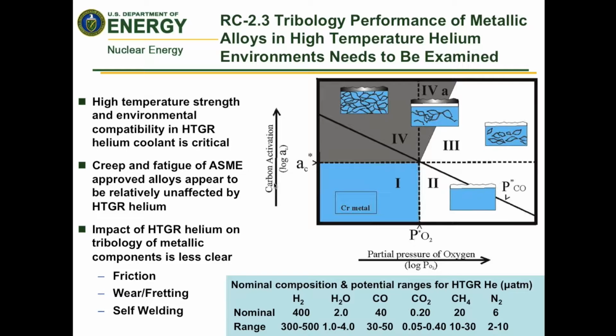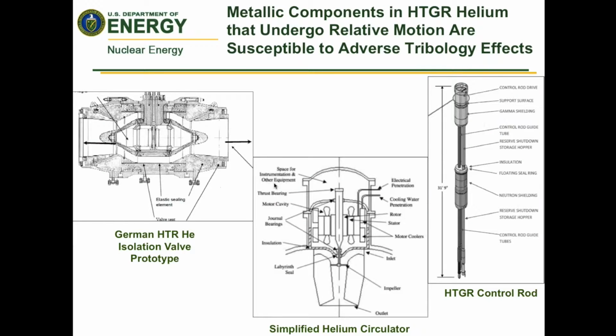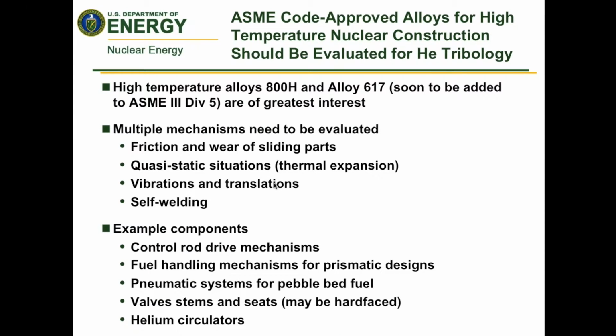behavioral situations. The metallic components that we're particularly concerned about are those that undergo relative motion in this helium environment. Things such as isolation valves, helium circulators, helium control rods, things that slide and move with respect to one another. The materials that we're most concerned with are the high temperature alloys that will be used in the internals or the primary circuit components. Inside the core, alloy 800H, code-approved alloy, is the most likely candidate for construction material.